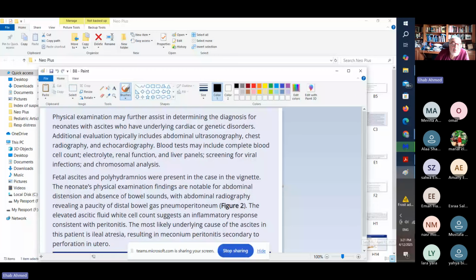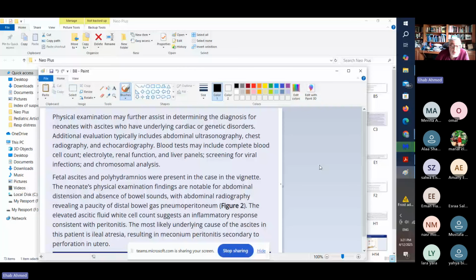Additional evaluation typically includes abdominal ultrasonography. So these are the labs and imaging and procedures you need to do in addition to what was mentioned in the vignette: abdominal ultrasonography, chest radiography, echocardiography. Blood tests may include CBC, electrolytes, renal function, liver panels, screening for viral infections, chromosomal analysis, and of course, you should check for serum albumin.